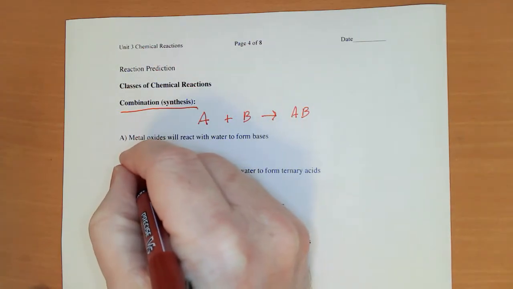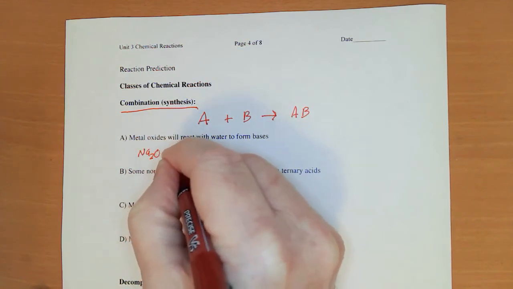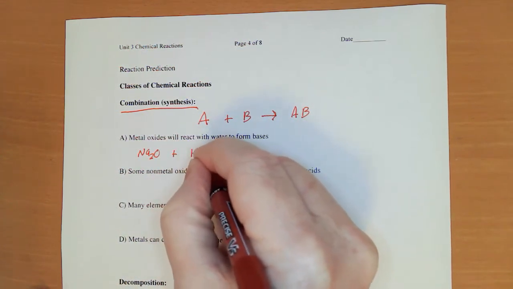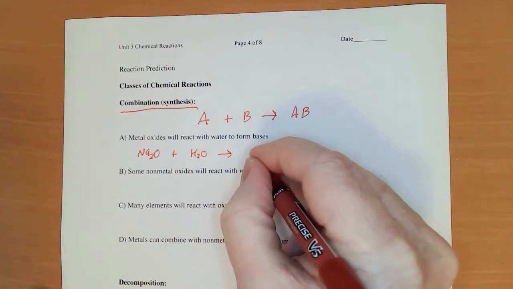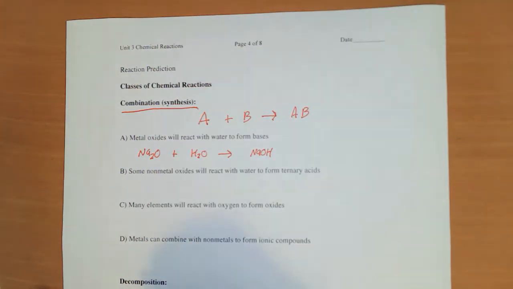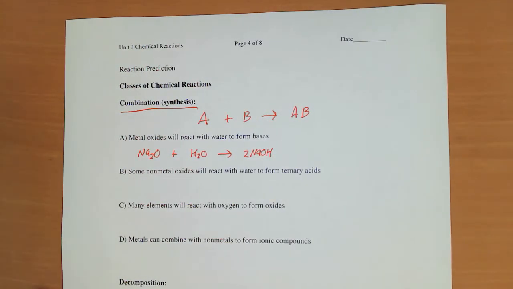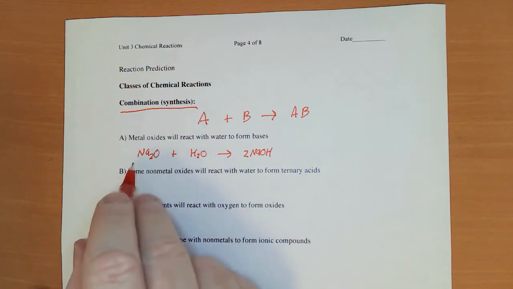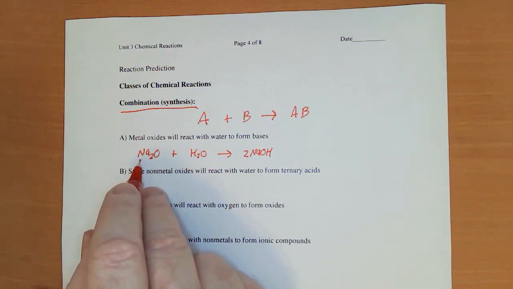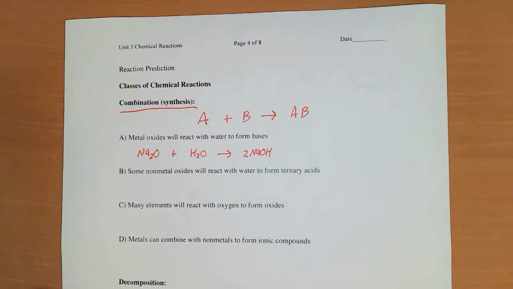I'm going to show you metal oxides, which is something like Na2O, that'll react with water, and that'll form NaOH. And to balance it, we have to put a 2 there. So anytime you have a metal oxide, sodium, aluminum, calcium, etc., reacting with water, it can form a base.